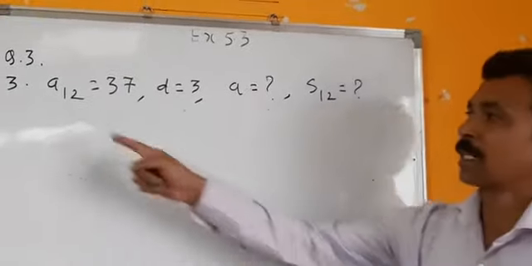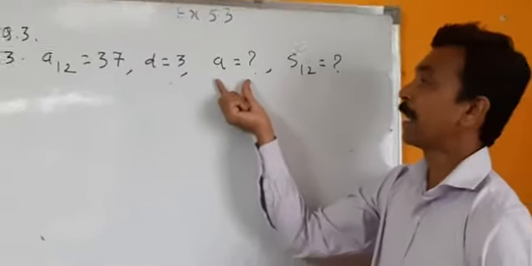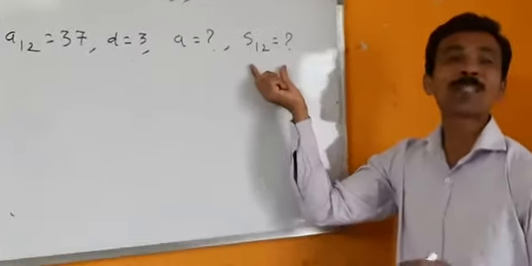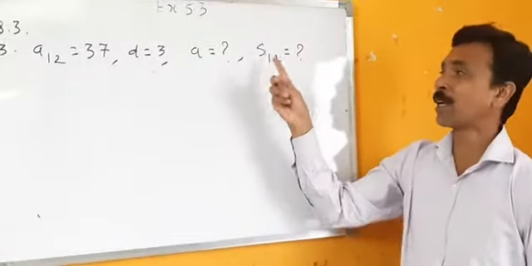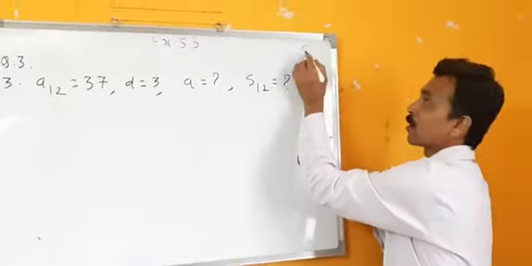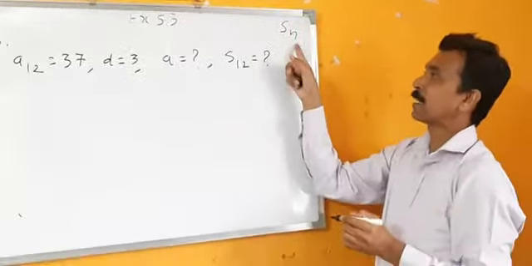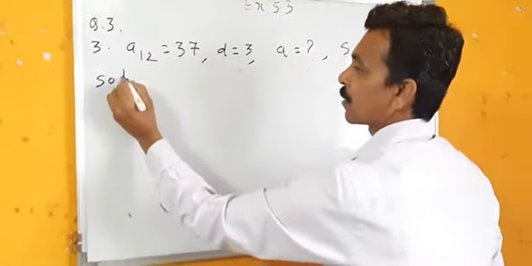Third sum. A12 is equal to 37, D is equal to 3, A is equal to question mark and S12 is equal to question mark. It means we have to find A and S12. In S12, what is 12? Value of N. Because N is what? 12. I'll use this part.